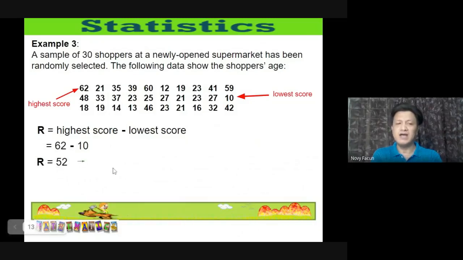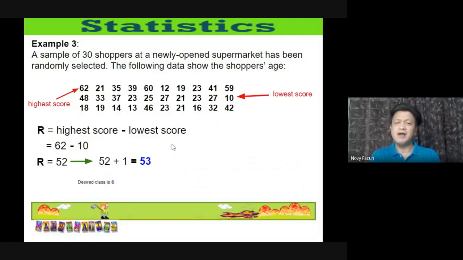Remember, magpa-plus 1 tayo dyan. Kaya 52 plus 1, that is 53. And ano yung magiging desired result natin? Or I mean desired class interval. Okay, di ba? Between 5 to 15. So let's say mag-assign ako ng 8. Okay, depende sa iyo, no?